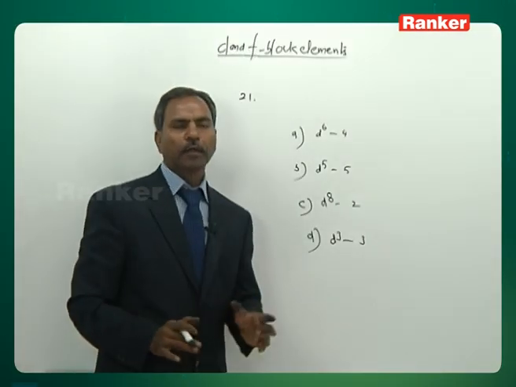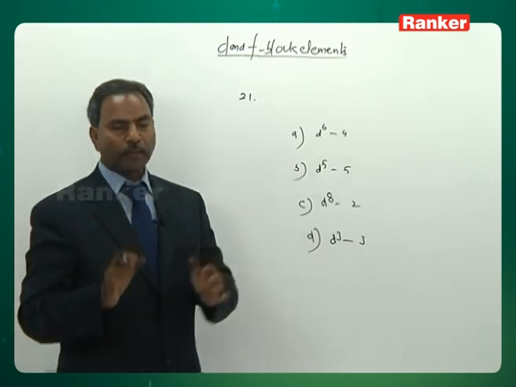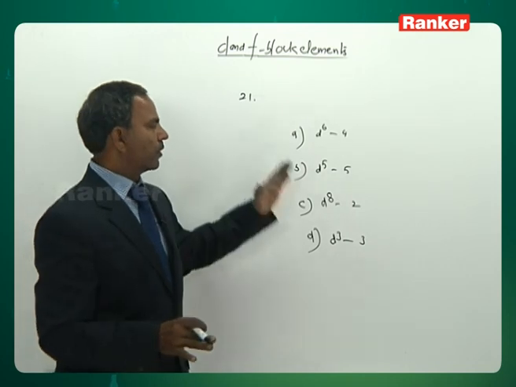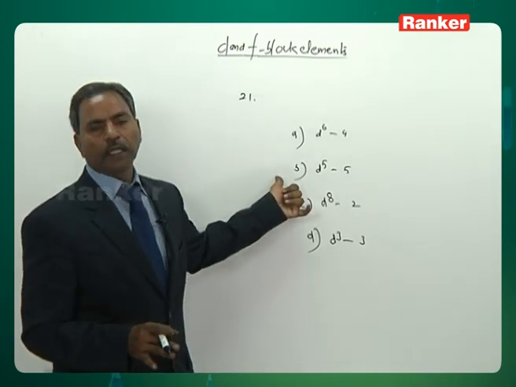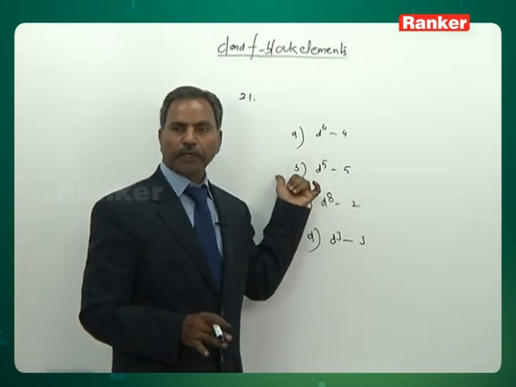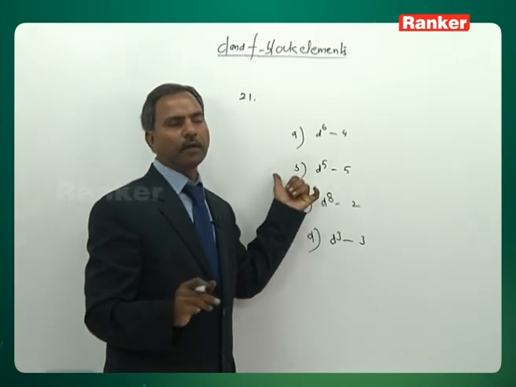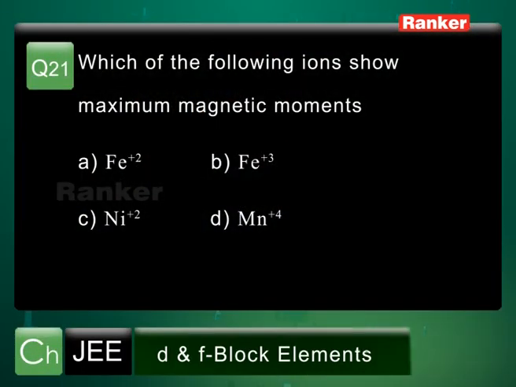Check it. What I said: if you want to see the magnetic moment, you have to check the number of unpaired electrons. Among the given options, this Fe plus 3 is d5 configuration, carrying more number of unpaired electrons, so it will be exhibiting the highest magnetic moment. So option B is the correct one.